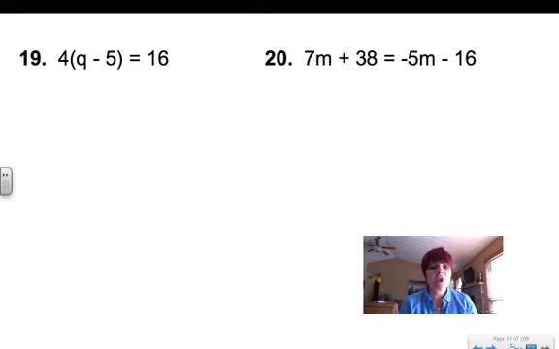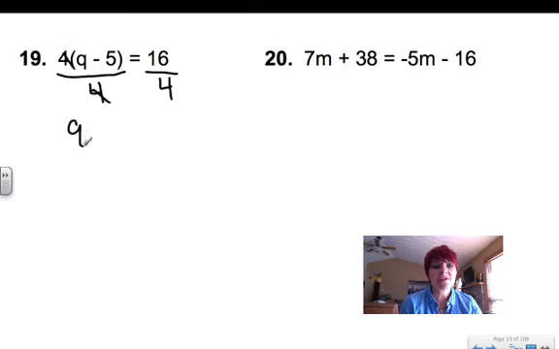Moving on. Number 19. This one you could actually do a couple different ways. You could distribute the 4 first, so it'd be 4q minus 20, and then solve it that way. But I'm going to show you a different way. I think this way is pretty cool. Since it's 4 times this whole thing, I'm going to divide by 4 first. And the cool thing about that is when I do that, these 4's end up factoring out, and that just leaves us with q minus 5 equals 4.